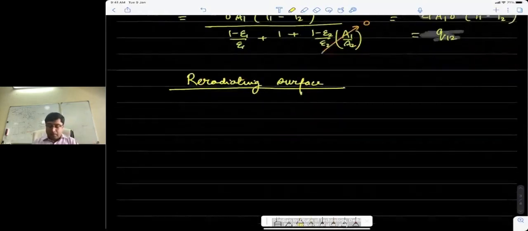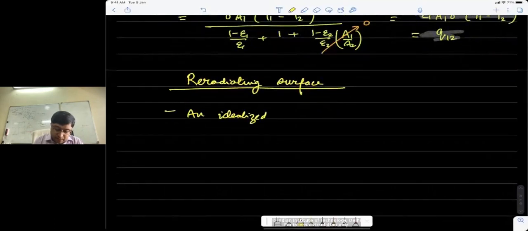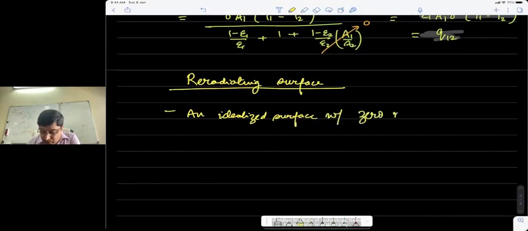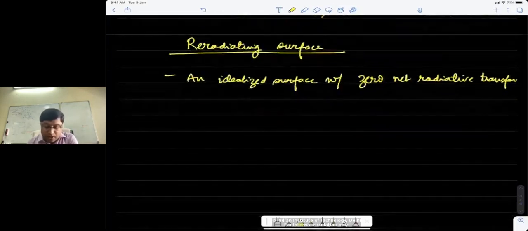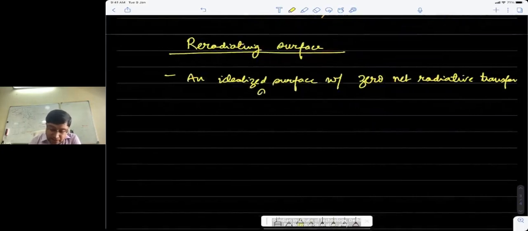And a re-radiating surface is some kind of an idealized surface, and it is a surface which has zero net radiation transfer. So this is a surface with zero net radiative transfer, and that is what is called a re-radiating surface. So what it means is, for this kind of surface, Qi will actually be 0.